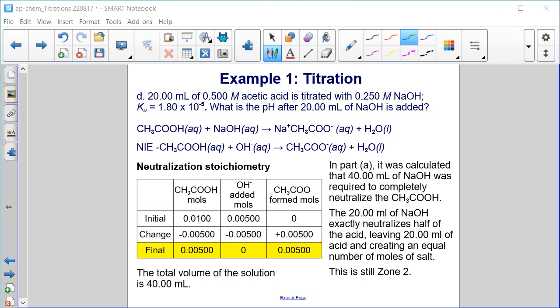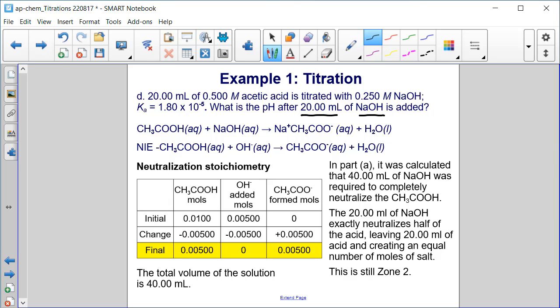All right, now in part D, we are asked, what is the pH after 20 milliliters of NaOH is added? So in part A, it was calculated that 40 milliliters of NaOH was required to completely neutralize the acetic acid. The 20 milliliters of NaOH exactly neutralizes half of the acid, leaving 20 milliliters of acid and creating an equal number of moles of the salt. This is still zone 2.